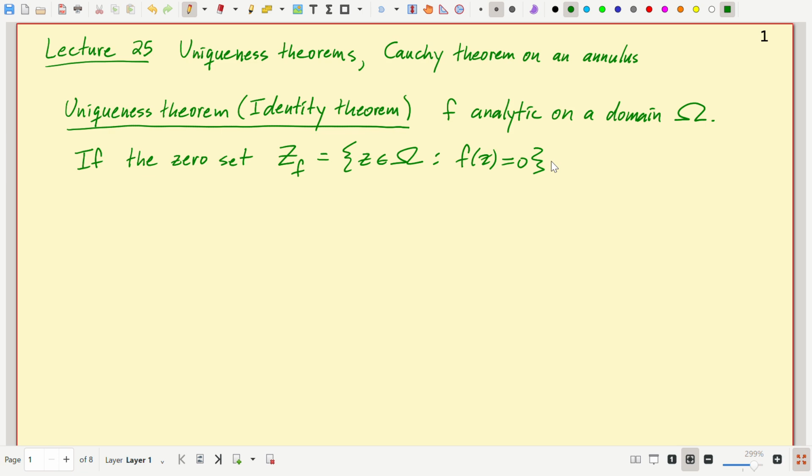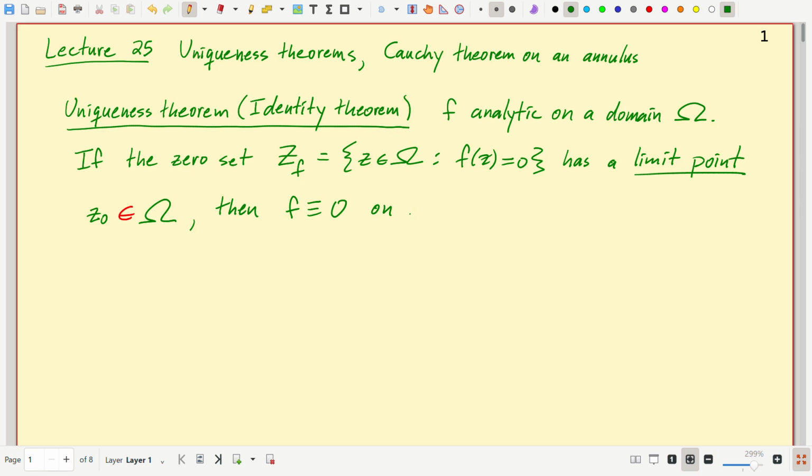So if the zero set has a limit point, or sometimes that's called an accumulation point, z naught, and it's important that that limit point be in omega, then f is identically zero. So that means if the zeros pile up at a point, that can only happen when the thing's identically zero, because the zeros of analytic functions are isolated. That was the key to deducing that.